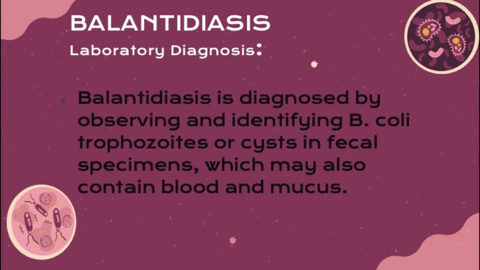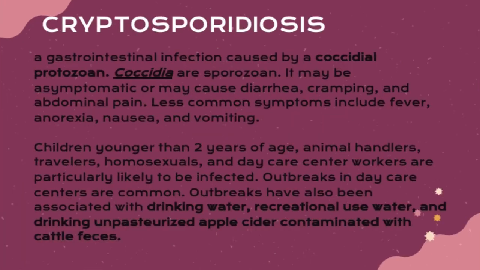It is diagnosed by observing and identifying B. coli trophozoites or cysts in fecal specimens, which may also contain blood and mucus. Then we have cryptosporidiosis. It is a gastrointestinal infection caused by a coccidial protozoan. Coccidia are sporozoan, which means it is unicellular, parasitic, and capable of reproducing sexually and asexually.